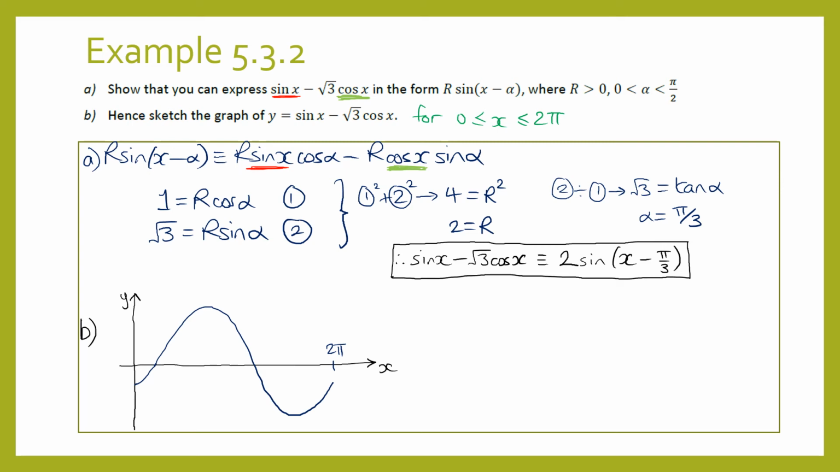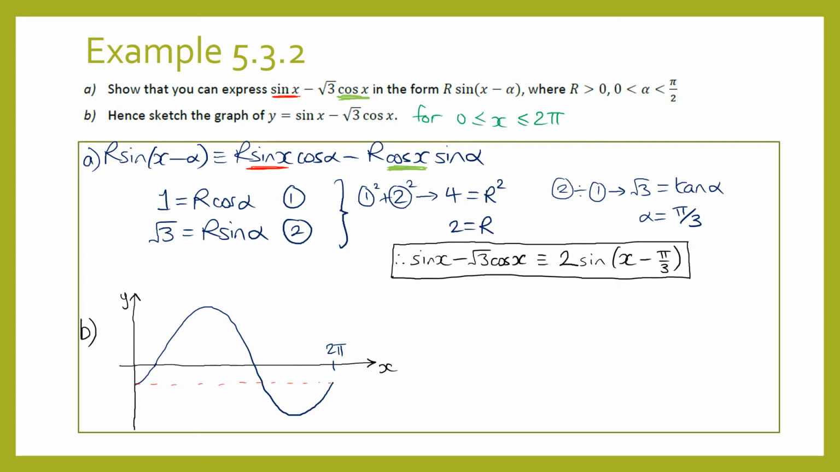Please make sure it starts and finishes at roughly the same y value. So your graph looks like it's starting and finishing at about the same y value. If it's definitely not starting at the same y value, you possibly would lose a mark for accuracy on your sketch.